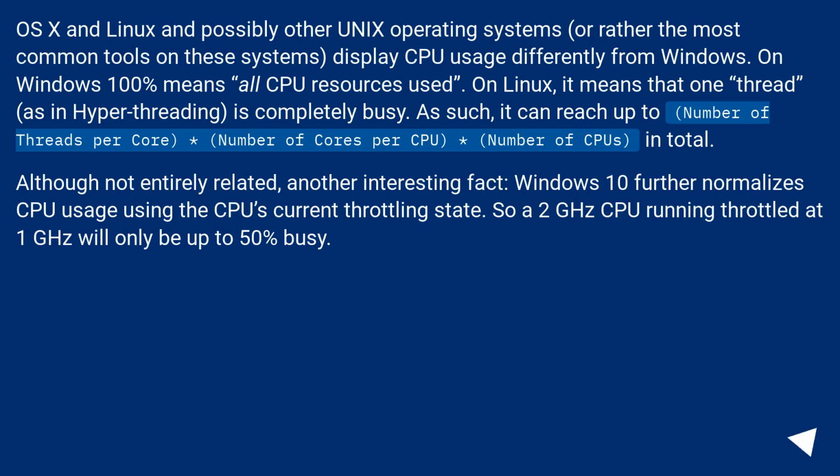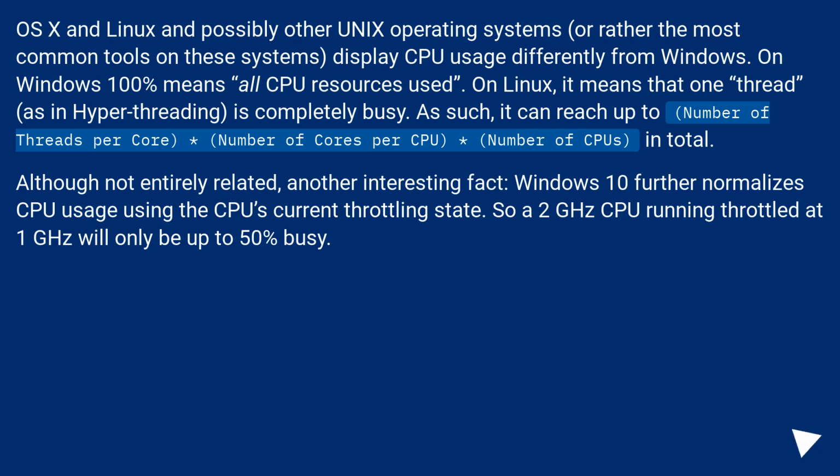OS X and Linux and possibly other Unix operating systems, or rather the most common tools on these systems, display CPU usage differently from Windows. On Windows, 100% means all CPU resources used. On Linux, it means that one thread, as in hyper-threading, is completely busy. As such, it can reach up to number of threads per core, number of cores per CPU, number of cores in total.